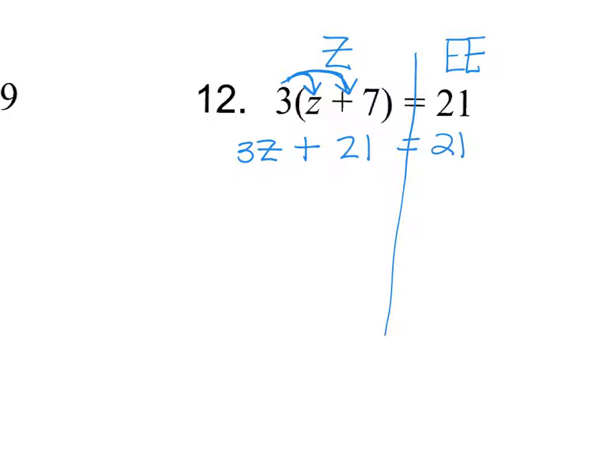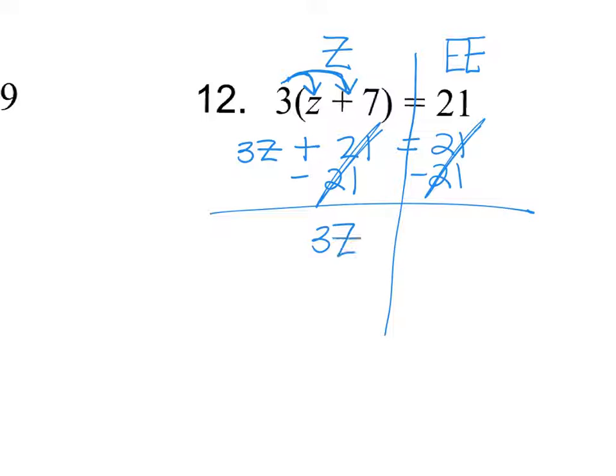And again, there's nothing else to simplify, but I do need to move some stuff over. I've got to move this 21 over because it doesn't have a Z as a last name. So I'm going to subtract 21. Whatever I do to one side, I've got to do to the other side. Well, 21 minus 21 goes away, and 21 minus 21 goes away. So I'm left with 3Z, and there's nothing over here, so we're just going to call it 0.